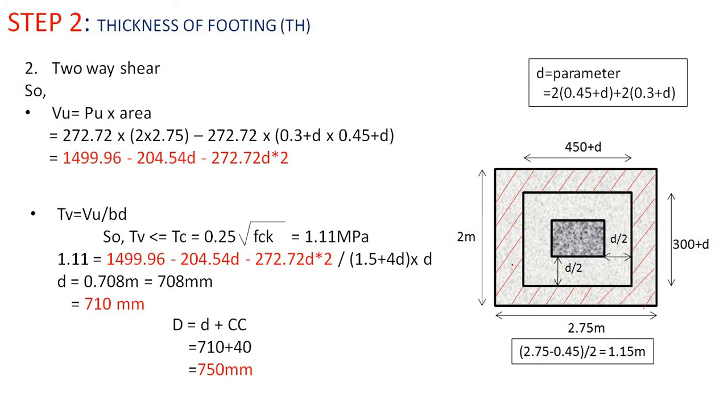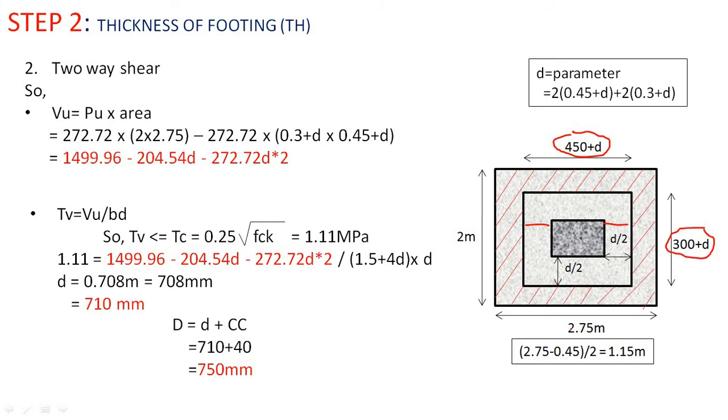So here the hatched red part is the effect of two-way shear, which will act at a distance of d by 2 from the face of the column. So what we will do, here we know this is the distance d by 2, here it is d by 2, and over here also it is d by 2, so the distance will be 450 plus d. Similarly, here it will be obtained as 300 plus d.